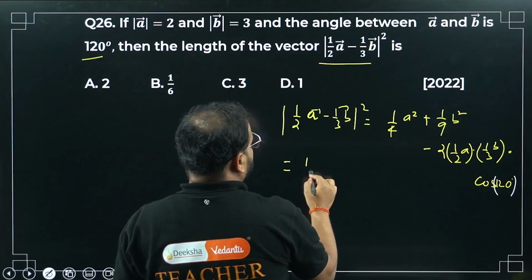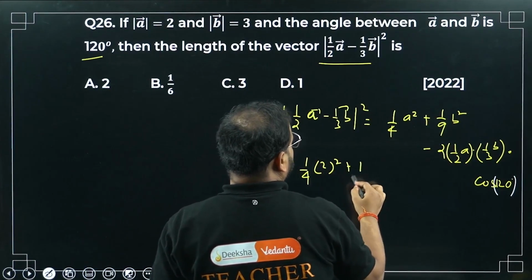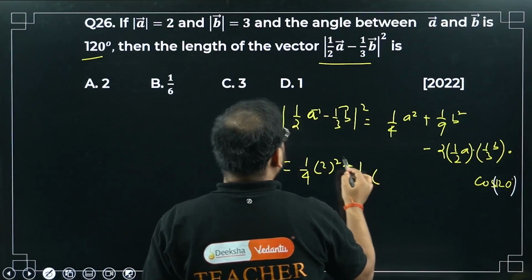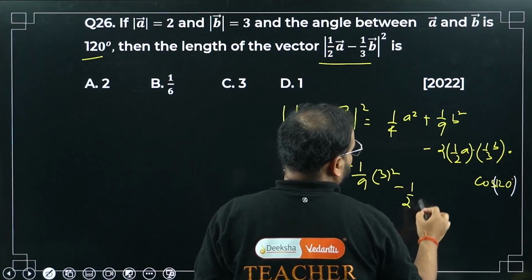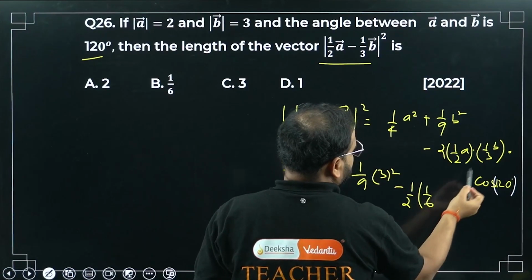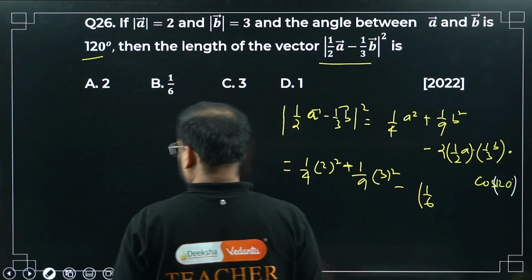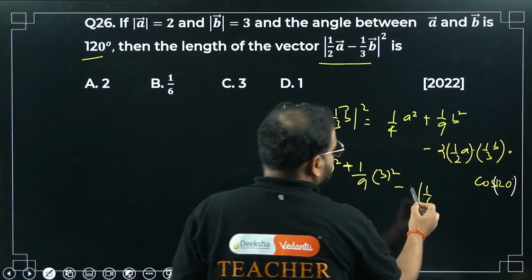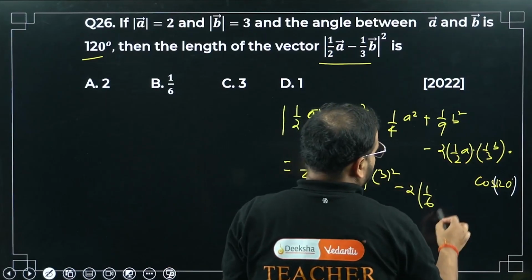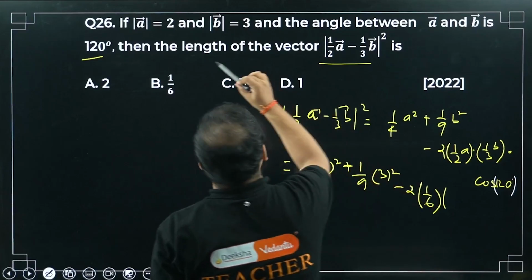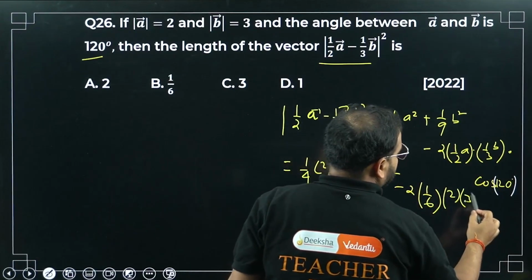So please check, 1 by 4, what is the a value? 2 squared, right? So 2 squared plus 1 by 9, what is the b value? 3. So 3 squared, right? And minus 1 by 2 times what? 1 by 6, right? 1 by 2 times 1 by 3 is 1 by 6, times a into b. What is a into b? a is going to be 2, so 2 into 3 again, right? So 3 here. Now cos 120.